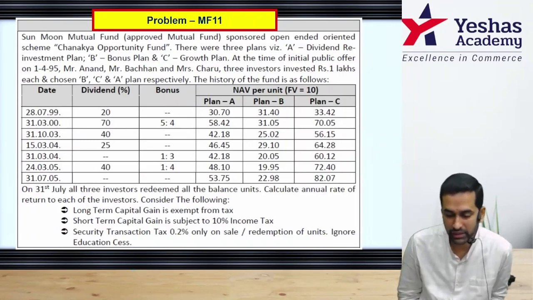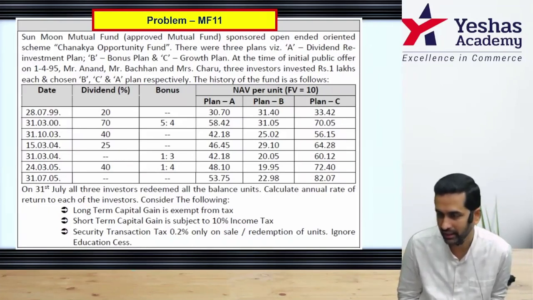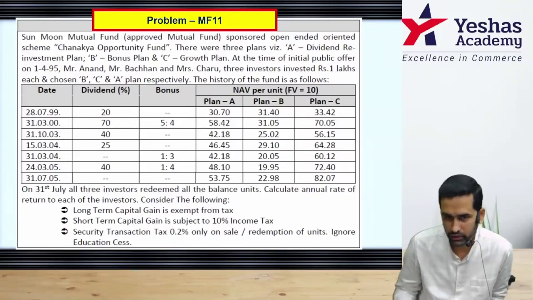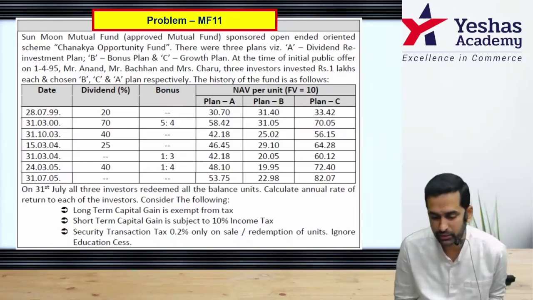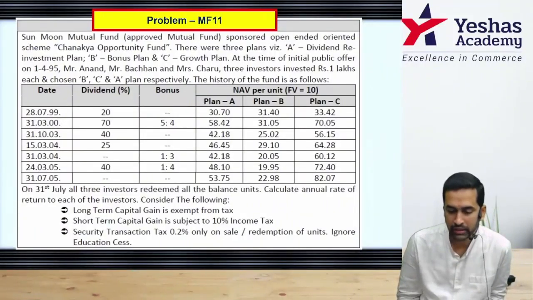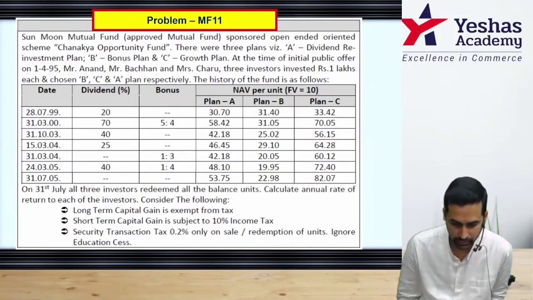At the time of initial public offer on 1/4/1995, Mr. Anand, Mr. Bachchan, and Mrs. Charu, three investors, invested 1 lakh rupee each, and they have selected plan B, C, and A respectively. So, first one selected B, second one selected C, and third one selected A. The history of the fund is as below.